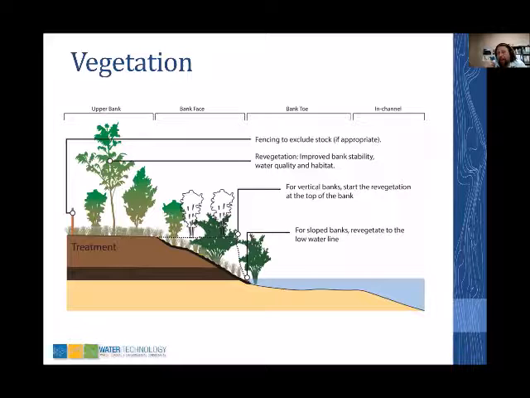And so the physical presence of vegetation in those areas that are more prone to erosion is really, really valuable. And so we try and target vegetation across the entire bank profile if possible.